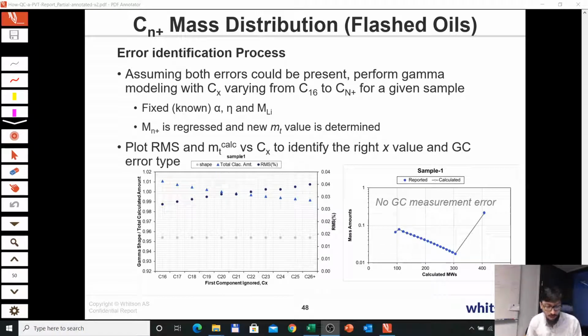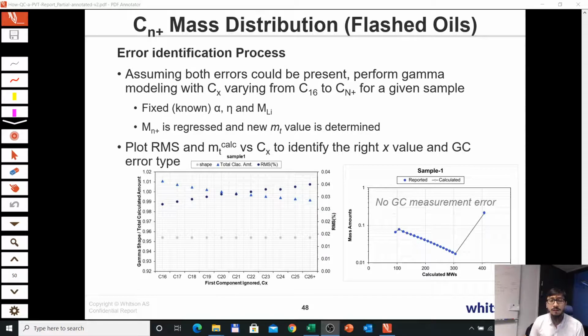Okay, everybody. The last topic we covered on the compositions, quality checking the compositions, was discussing the theoretical side of how we can do the quality check of the lab measured compositions for the flash oils. We discussed that for doing the quality check, you need special tools. For example, you need the gamma distribution model, and it should be tuned to multiple samples that are representative of your field.